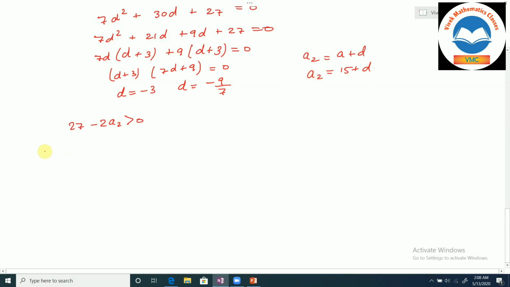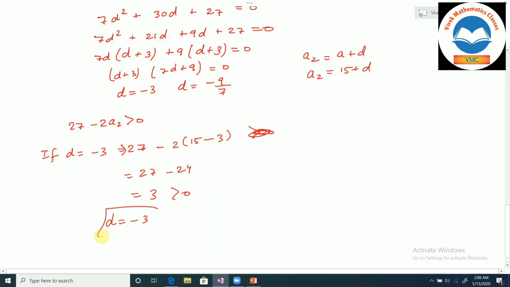Now, if d will be minus 3, then what will we get? We will get 27 minus 2 into a2, which will be 15 minus 3, and this should be positive. If this will be positive, then okay, otherwise leave it. Then 27 minus 15 minus 3 will be 12, 12 into 2 will be 24, this will be 3, and which is positive. It means d equal to minus 3 is acceptable.